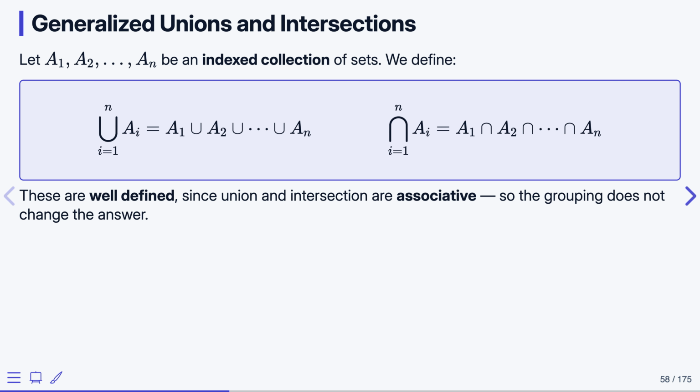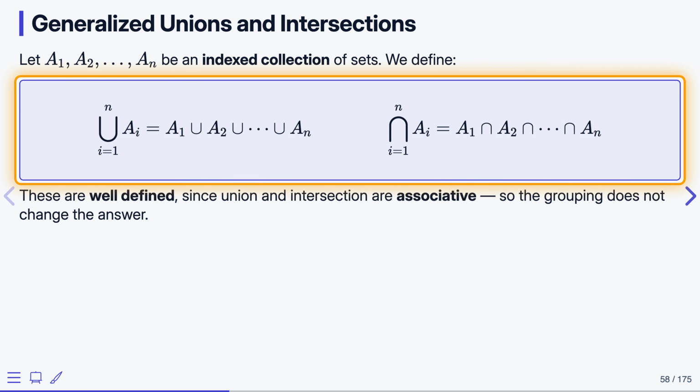So far, we have taken the union or intersection of two sets. Now we do it for many sets at once. Suppose we have a whole list of sets, A sub 1, A sub 2, and so on up to A sub n. We call this an index collection, because each set has an index number. The big union symbol, the tall cup with i equals 1 written below and n above, is a short way to write A sub 1 union A sub 2, and so on up to A sub n. It means every element that is in at least one of the sets.